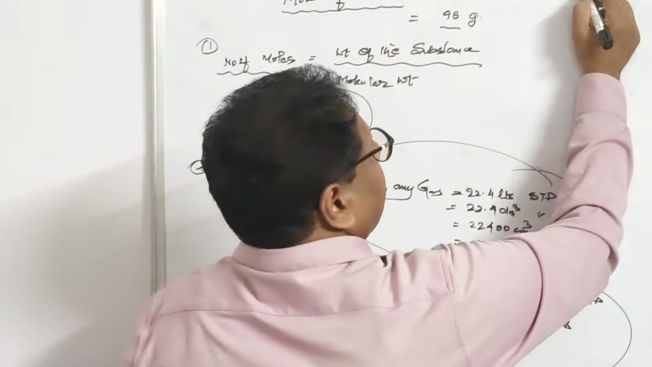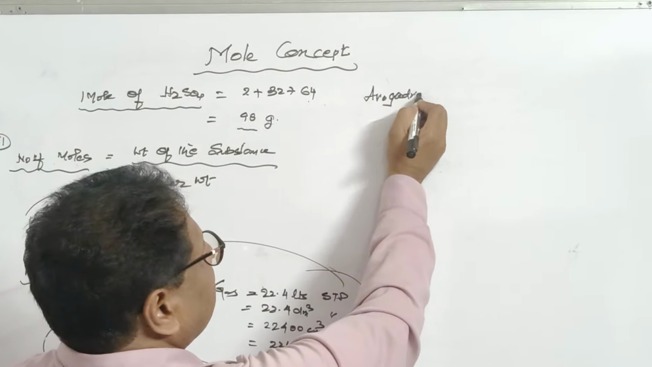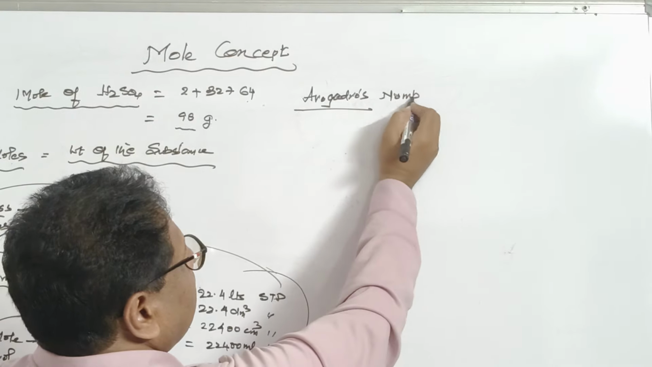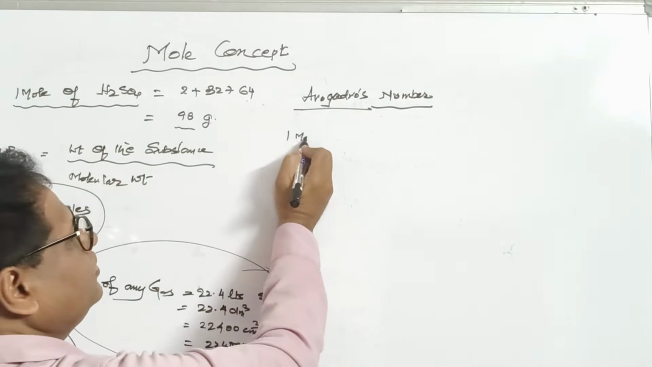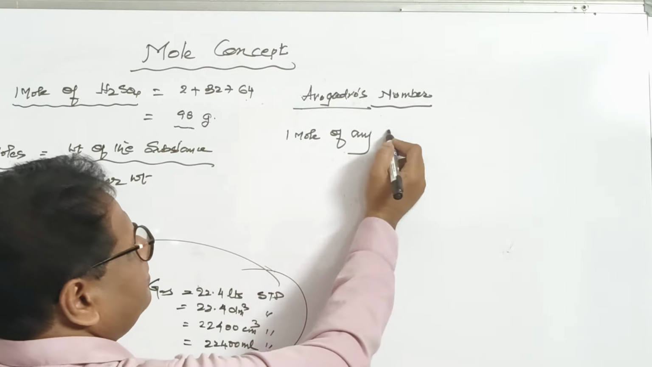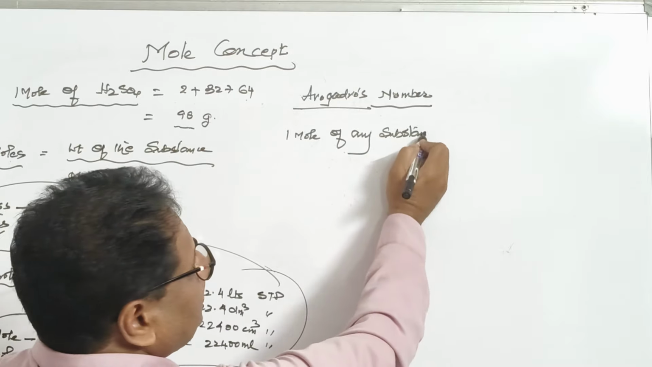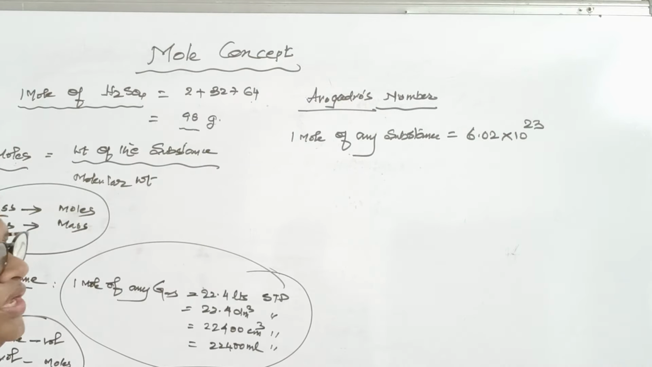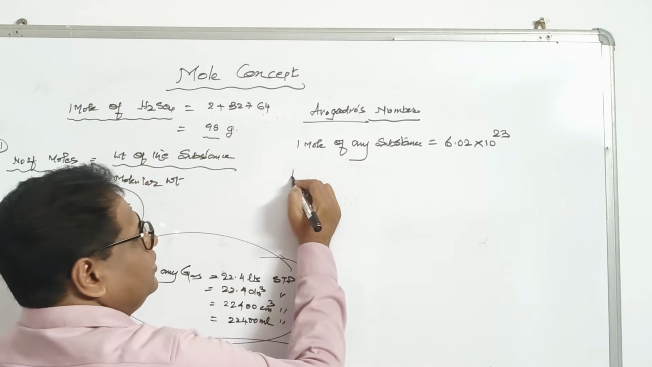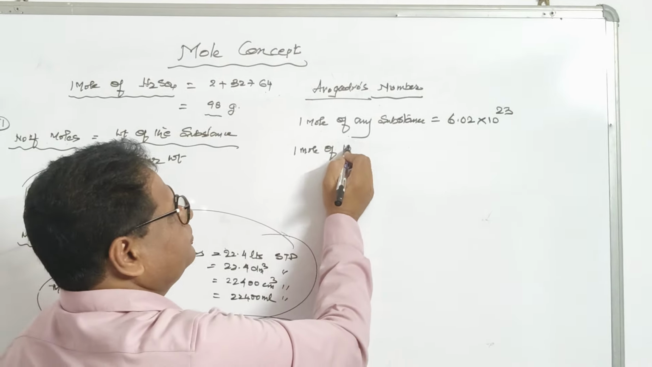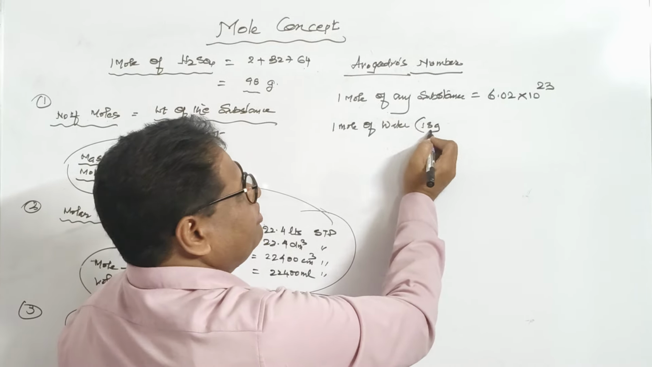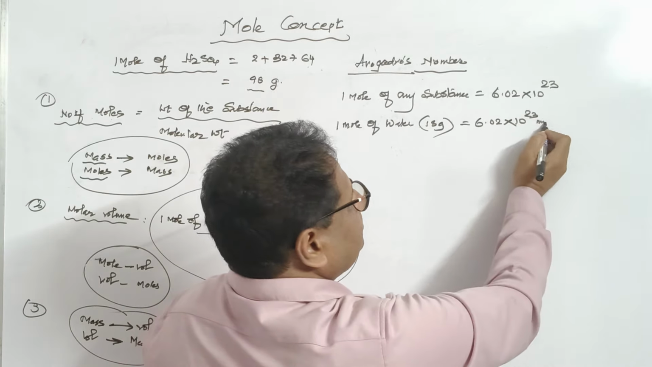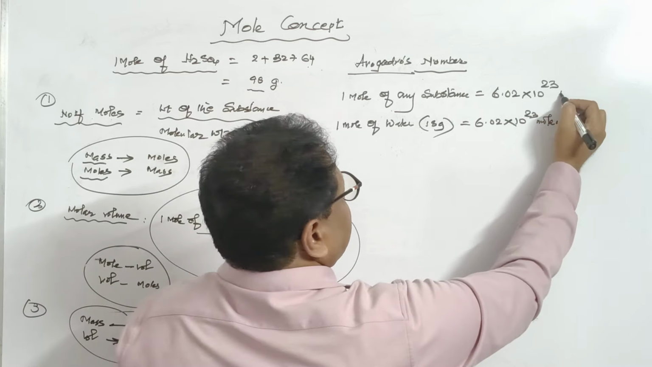Now we are coming to Avogadro's number or Avogadro's constant. This tells us that if you take 1 mole of any substance, it contains a fixed number of molecules, that is 6.02 into 10 to the power 23. That means if you take 1 mole of water, weighing 18 grams by mass, this will contain 6.02 into 10 to the power 23 molecules.